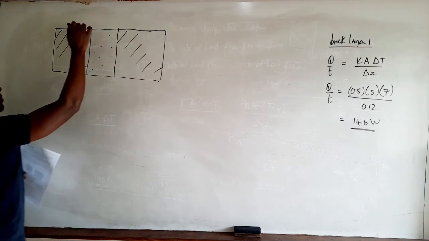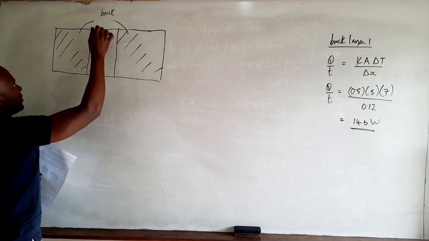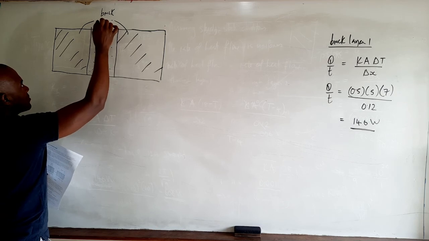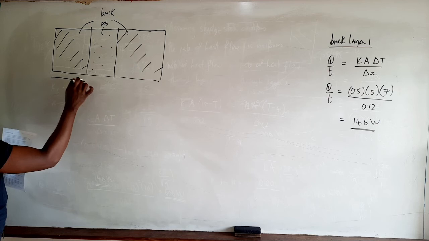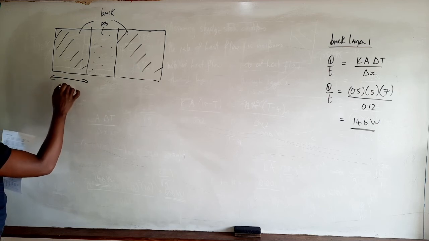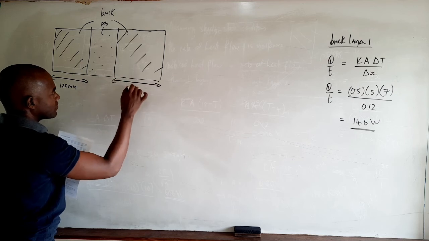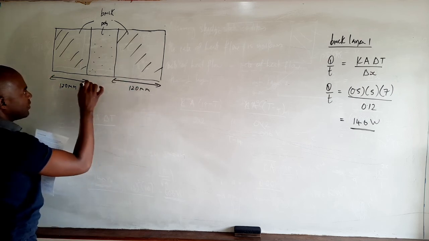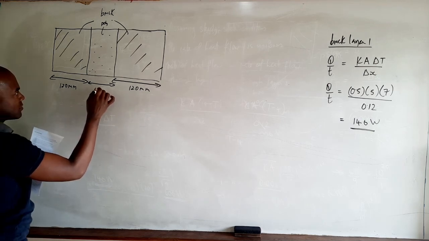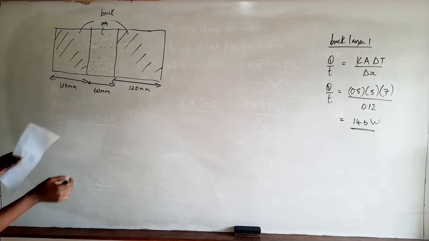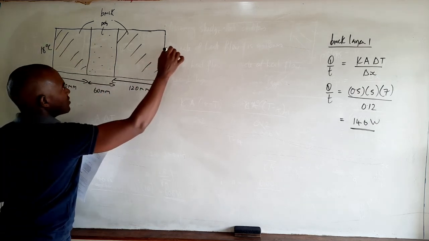So brick, brick, polystyrene, right? So once again, the thicknesses are the same. Other brick, that is 120 millimeters. The thickness of the polystyrene is given as 60 millimeters. Temperatures, same as before, 18 degrees Celsius, 4 degrees Celsius.